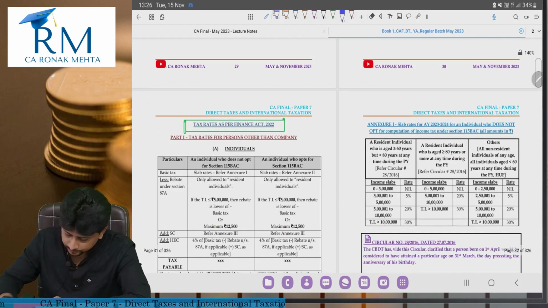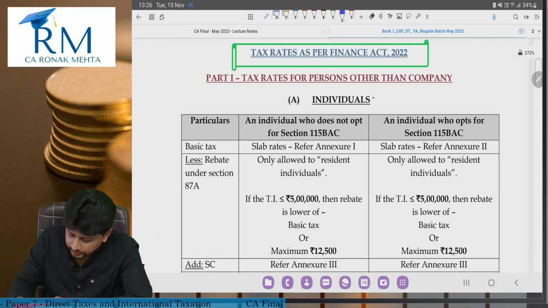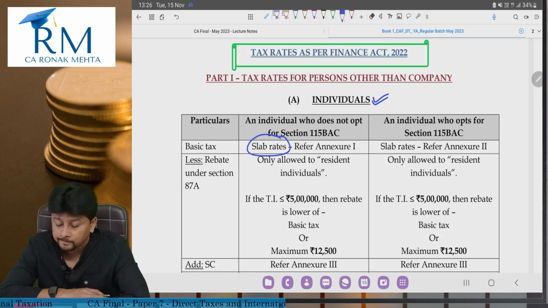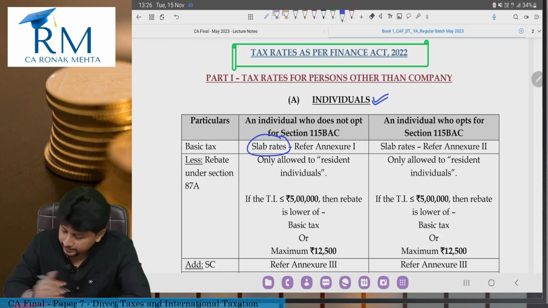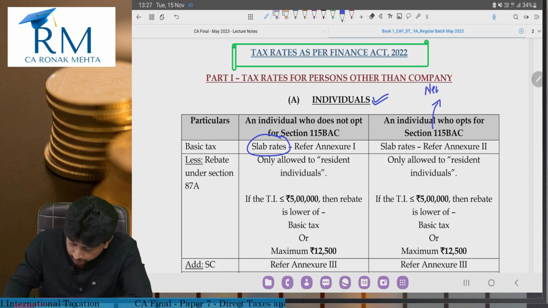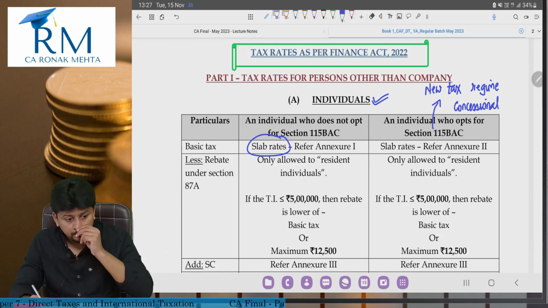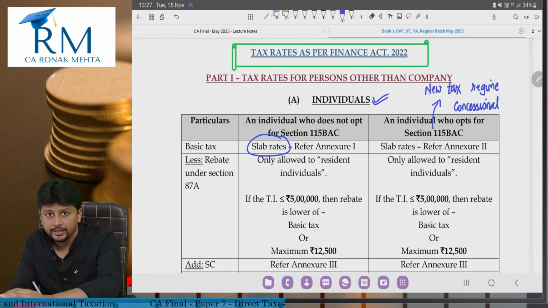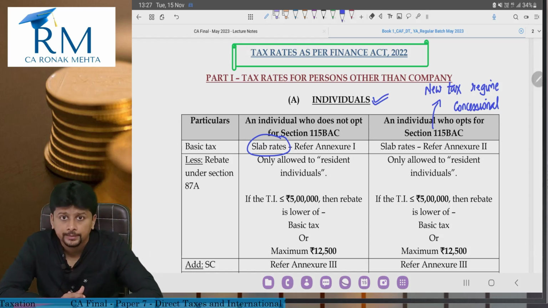Now see, first assessee, individual. How does an individual pay tax? According to slab rates. In the 2020 budget, a section was introduced, 115BAC. Many of you will be aware of this section by way of something called the new tax regime. These are concessional slab rates. So they are lower slab rates as compared to the ones that are announced by the budget.